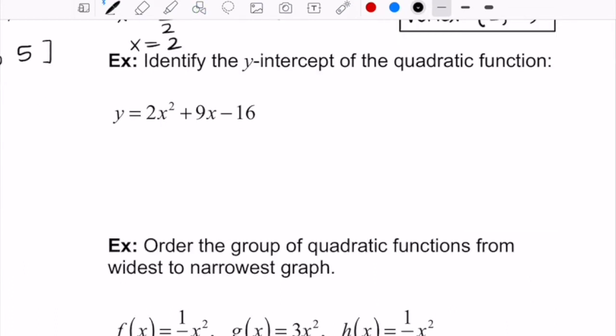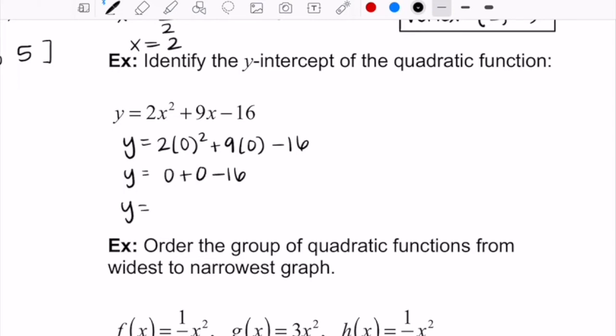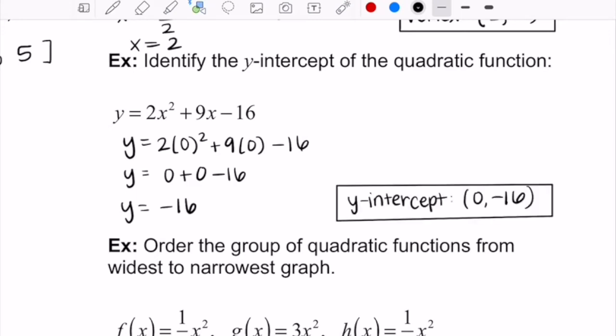The next question wants me to identify just the y-intercept. So remember, to find a y-intercept, you're going to plug a 0 in for x. 0 squared is 0. 0 times 2 is 0. 9 times 0 is 0. And then negative 16. And so when you combine like terms here, you'll get negative 16. So for this one, your y-intercept is at the point (0, -16). Remember, your y-intercept is always going to be equal to the c value.